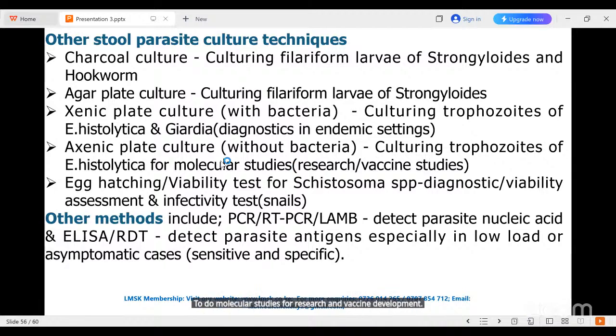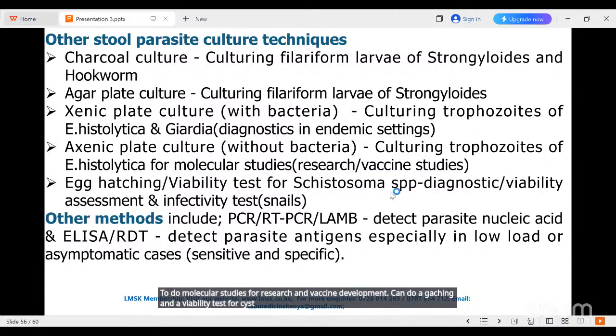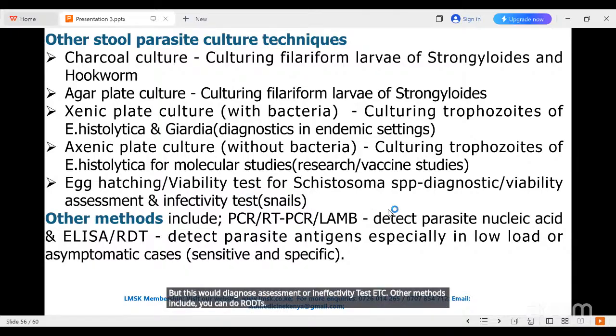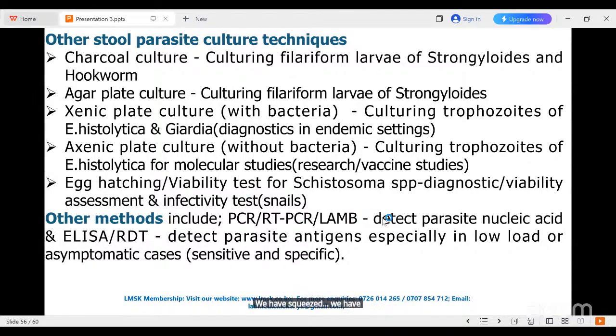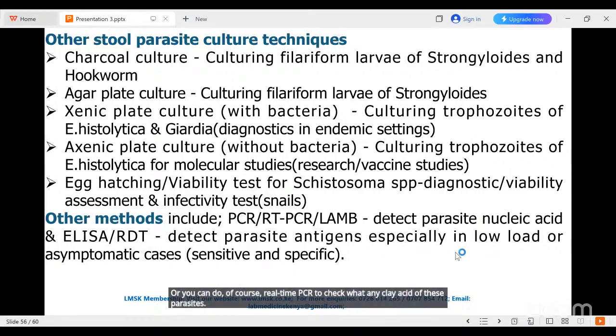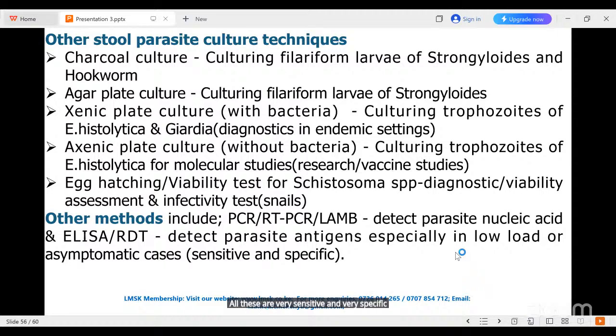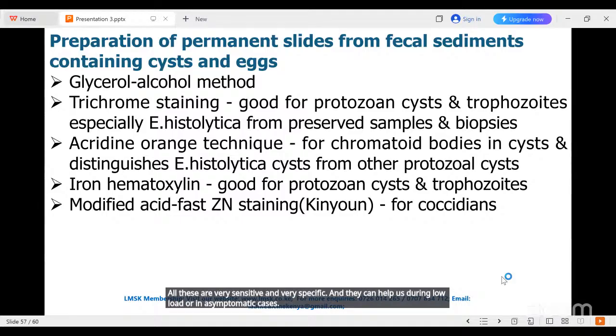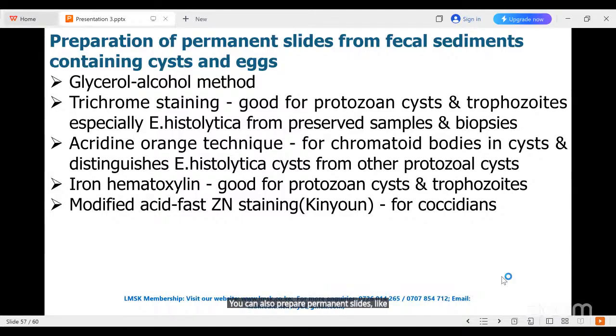You can do egg hatching and viability tests for Schistosoma species. That is for diagnostic viability assessment or infectivity test, etc. Other methods include RDTs. We have RDTs which can check for histolytica, Giardia lamblia, and Cryptosporidium parvum, which are 3-in-1. They check for the antigen, or you can do, of course, real-time PCR to check for the nucleic acid of these parasites. All these are very sensitive and very specific, and they can help us during low load or in asymptomatic cases. You can also prepare permanent slides like the glycerol alcohol method, and trichrome staining for these.